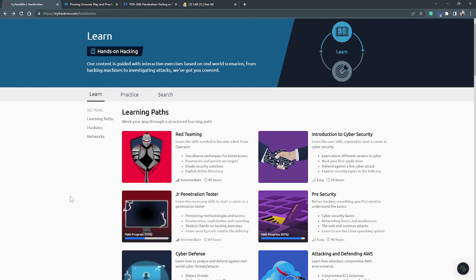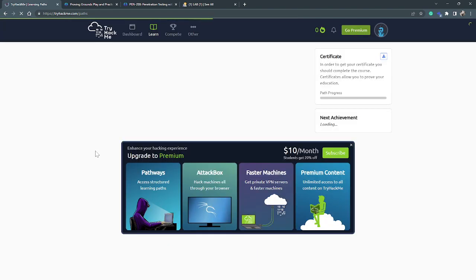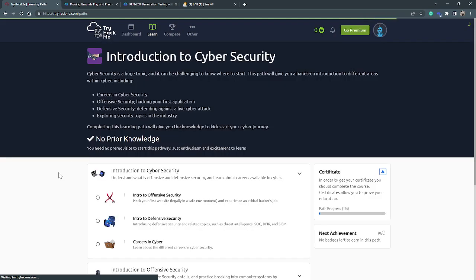So if you're just getting into this pen testing stuff, or just IT in general, I recommend going ahead and doing the introduction to cybersecurity. It has a lot of the fundamentals that you will need to know to be successful in pen testing.